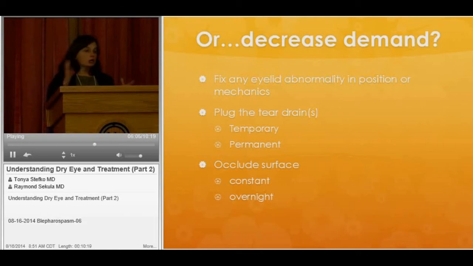You could occlude the surface of the eye, and this is what we do with people who have seventh nerve palsies. We put either a little piece of saran wrap that we stick with Vaseline around the eye and slap a square saran wrap on there, or we take a moisture chamber, which is just a plastic patch that decreases evaporation because the air can't get through it. You can do that constantly, and some of the seventh nerve patients, until their nerve recovers, we have to do that. Or you can just do it overnight.